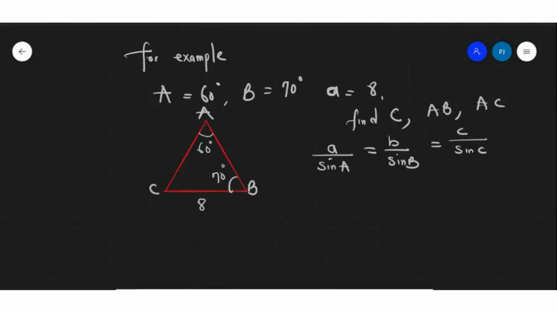And they must always be consistent. They cannot change. They must always be equal at any point in time. So let's go ahead and apply this formula.